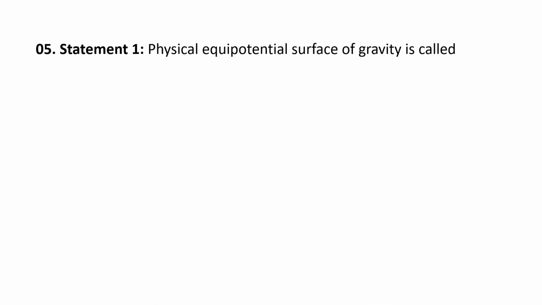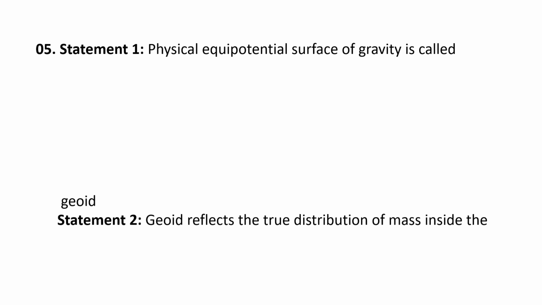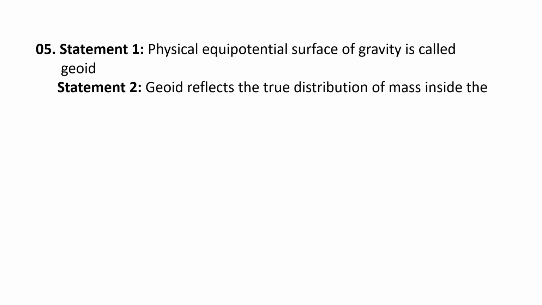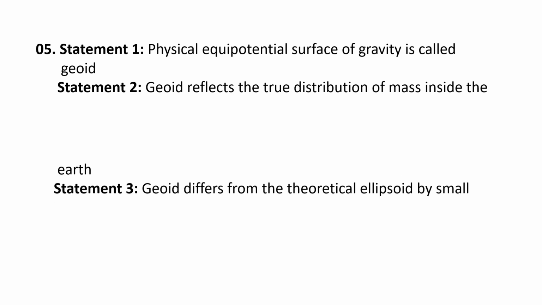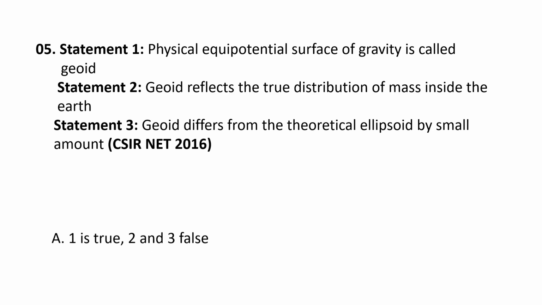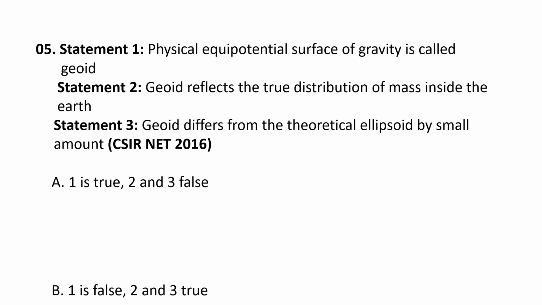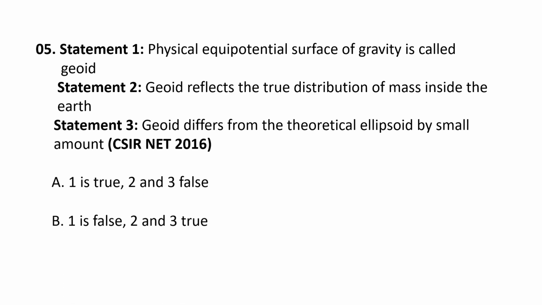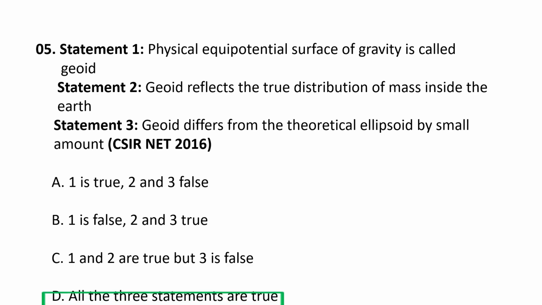Next question. Statement 1. Physical equipotential surface of gravity is called geoid. Statement 2. Geoid reflects the true distribution of mass inside the Earth. Statement 3. Geoid differs from the theoretical ellipsoid by small amount. The options given are A. 1 is true, 2 and 3 are false, B. 1 is false, 2 and 3 are true, C. 1, 2 are true, but 3 is false, and D. All the statements are true. The correct option goes as D.